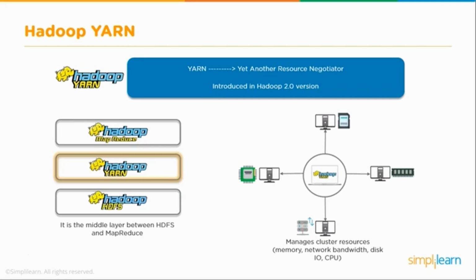If we talk about a cluster, we are talking about multiple nodes connected together, multiple nodes which are offering CPU and RAM for processing, and then somebody has to manage those resources, such as memory usage, the network bandwidth, the disk IO, or the CPU cores for the processing. This is managed by YARN.